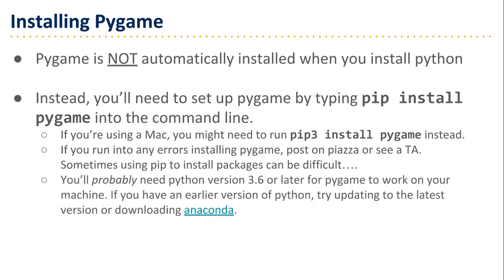An important thing is that you'll probably need Python version 3.6 or later for Pygame to work on your machine. Most of you probably have this because you downloaded Python for the first time in our lab and you got that version. But if you're working with an earlier version, you might have to update it or try some sort of version management system like Anaconda. And again, if you're really having issues with that, post on Piazza and we can figure out how to get it to work.